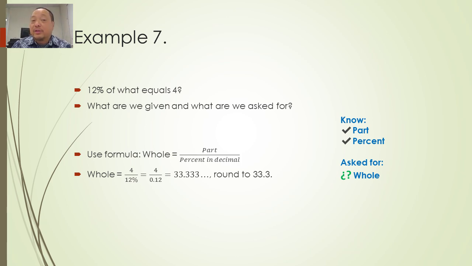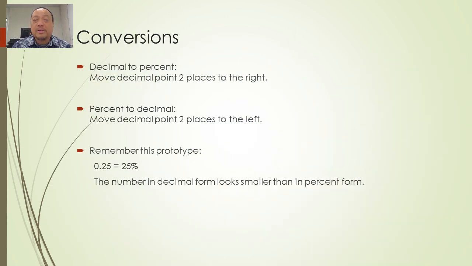That's everything. Let's now summarize. Here are the conversion formulas. To convert from decimal to percent and vice versa, move the decimal point. Remember the prototype 0.25 equals 25%. It will help you recall which way to move the decimal point. The number in decimal form appears to be smaller than the number in percent form.